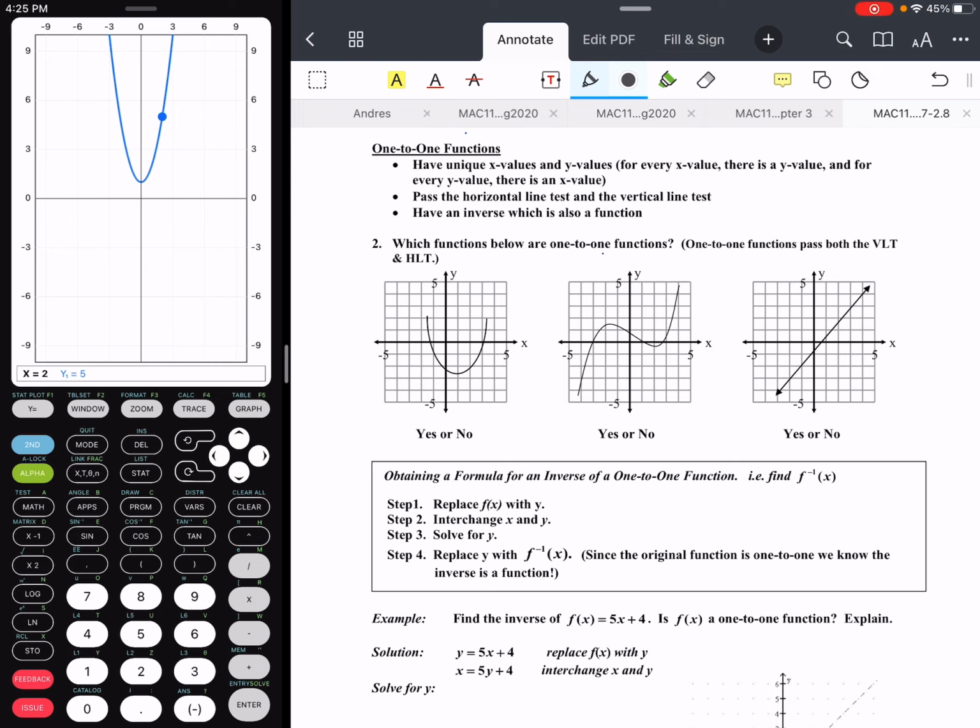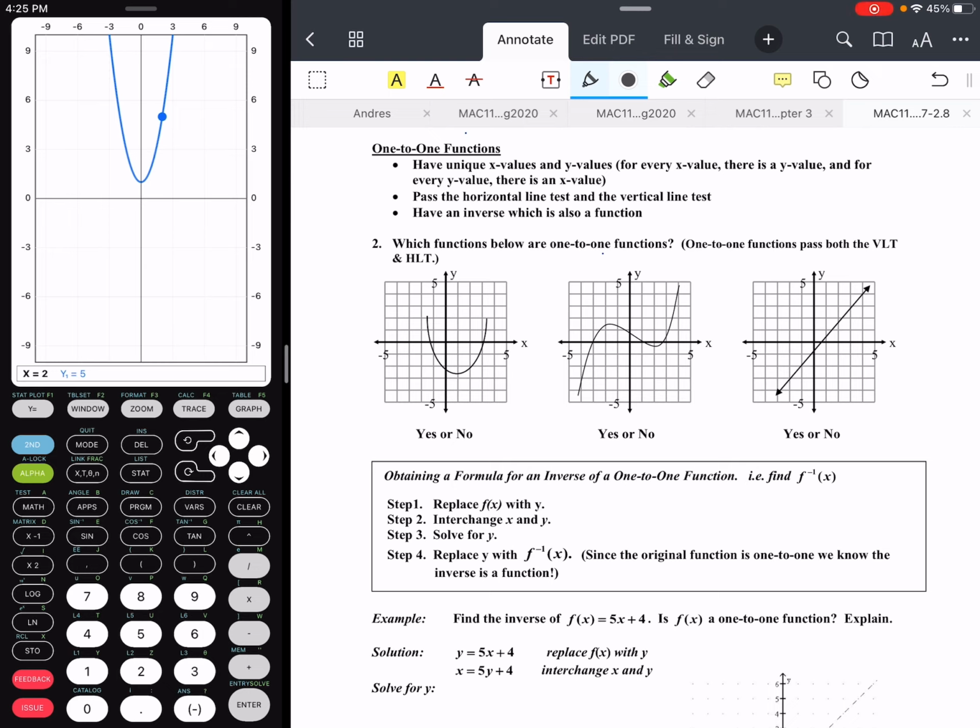Okay, so suppose that we're given an equation and we want to find the equation for the inverse of a one-to-one function. This is our notation. We call it f inverse of x. So again, if we're trying to find an inverse, I want you to think about switching x and y. You'll see that in step 2. That's the key: interchange x and y. So those are your steps for finding the equation for the inverse of a one-to-one function.